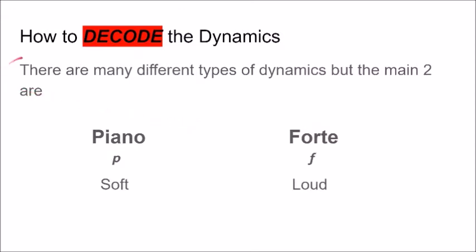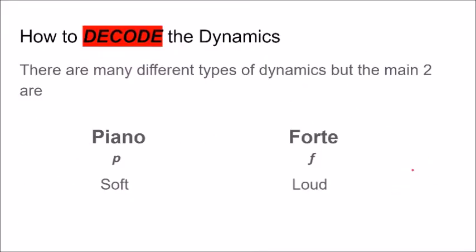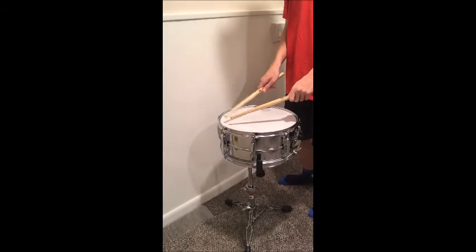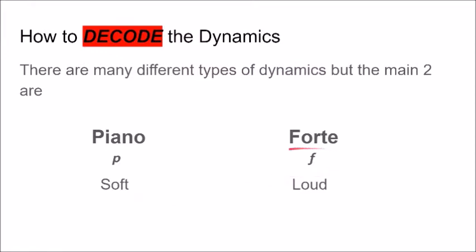The next step in being able to play dynamics is being able to decode and read them. First off, there are two main types of dynamics, piano and forte. And some of you might have noticed them from the page prior. The piano is symbolized by a P, which means to play the music softly, whereas the forte, which means to play the music loud or strong.